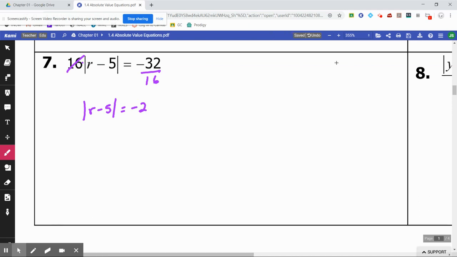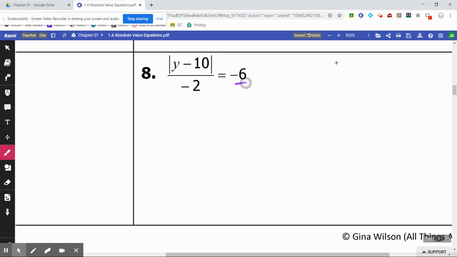Go back to your second warm-up that we worked. We had the absolute value that was equal to negative. Absolute value can never equal a negative number. So anytime you isolate it, and you have to check it after you isolate it, if you have an absolute value that's equal to a negative, you automatically know there is no solution to this equation.